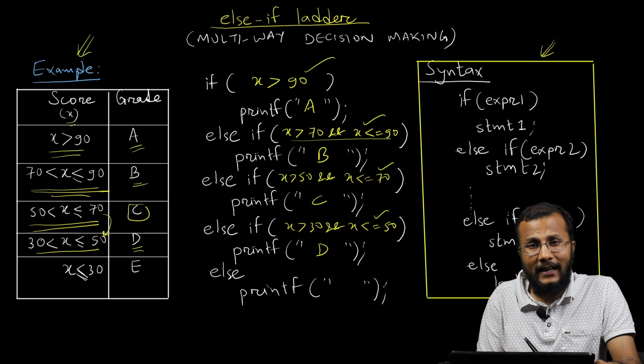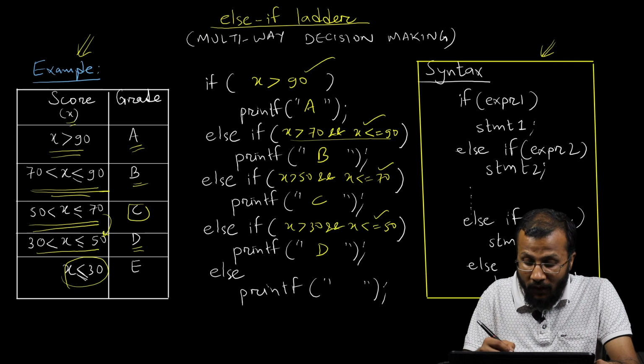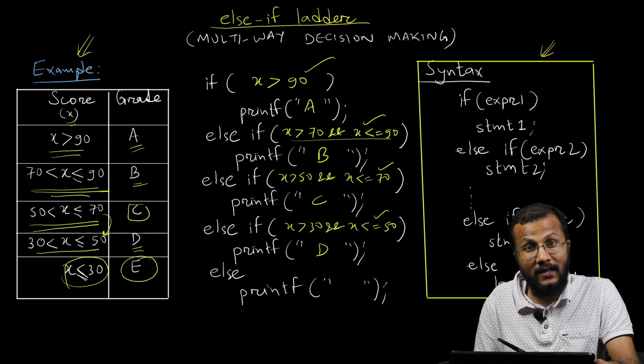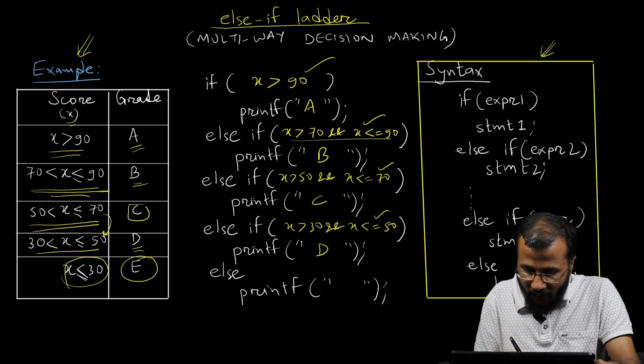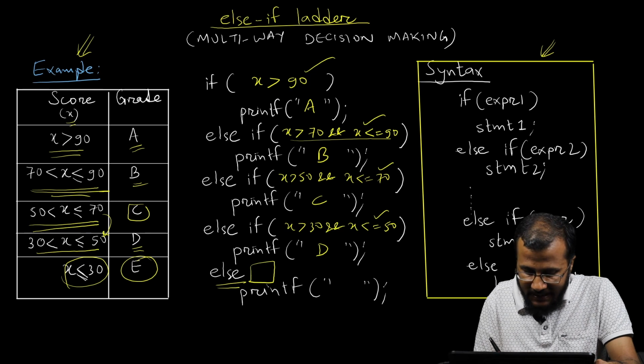I need not write expression 5 here because if all of these are false, if none of these are matching, by default the grade would be E. That means the score is less than equals to 30. So in the final else part, see there is no condition given here. I simply write E here.